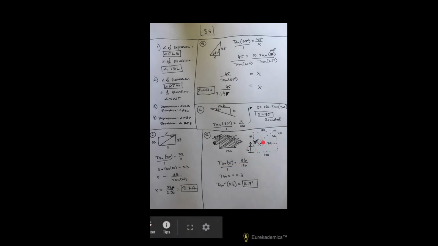Tangent of some angle is 36 over 120. And then see how we have a tangent x is like a decimal. That's when you use the inverse tangent because this is saying what angle comes from this ratio of a fraction. And so in your calculator, do 0.3 inverse tangent and you'll get 16.7.